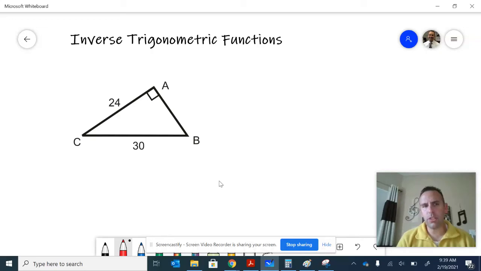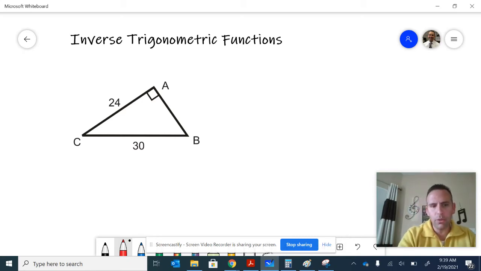Okay, we're going to continue looking at the use of inverse trigonometric functions, but just to be clear, our basic three trig functions, sine, cosine, and tangent, are used mostly to find side lengths. Our inverse trigonometric functions are used to find angle measure. In this example here, you can see I have a right triangle.